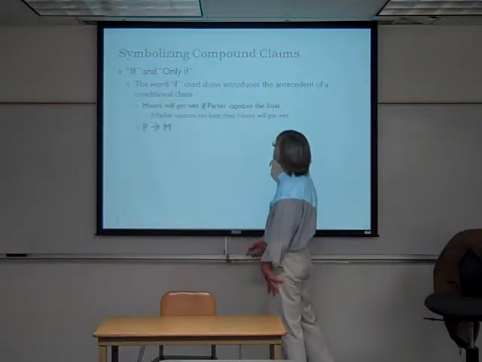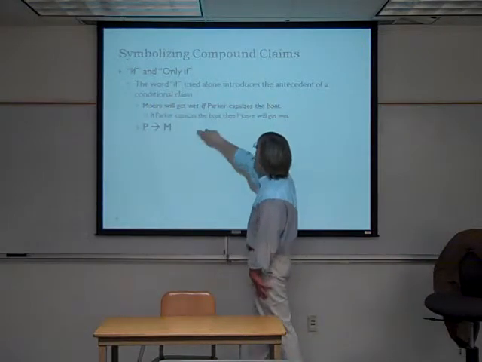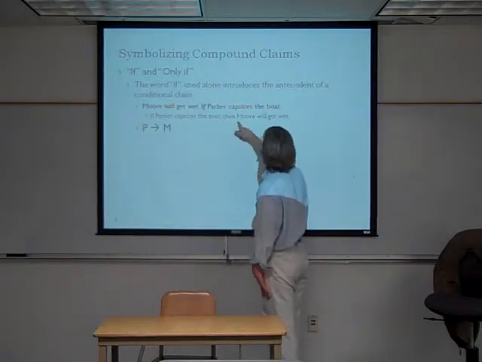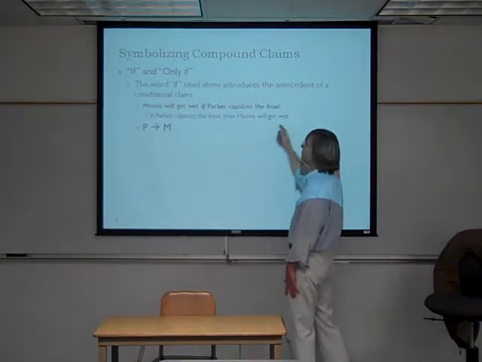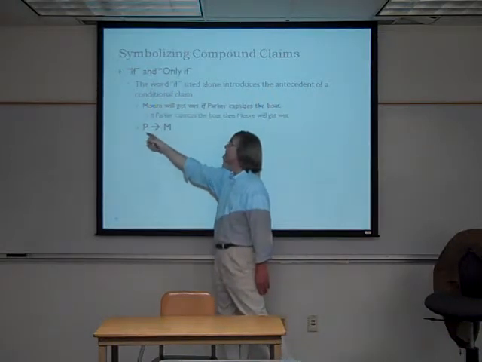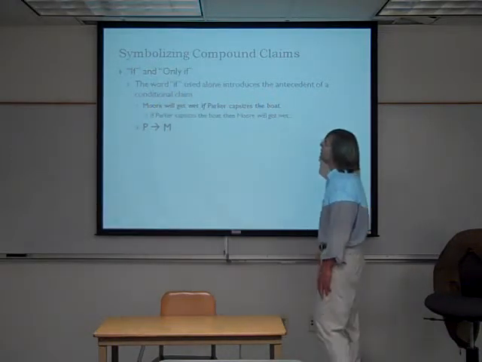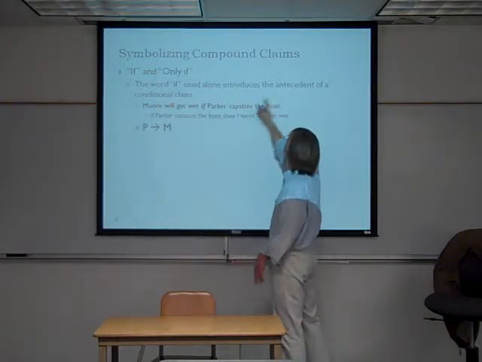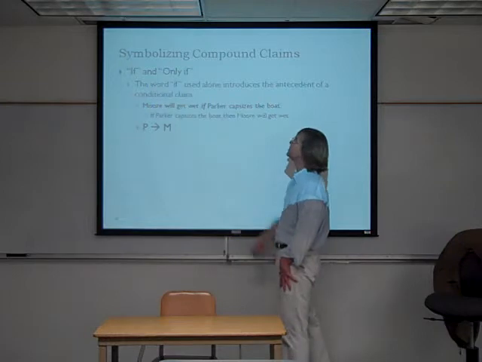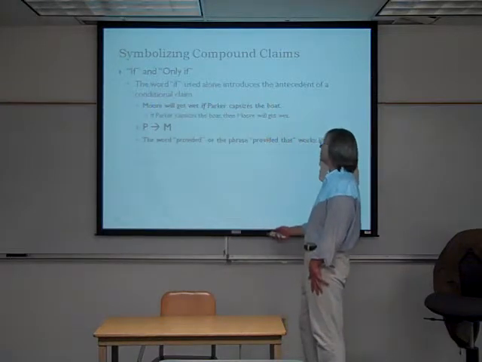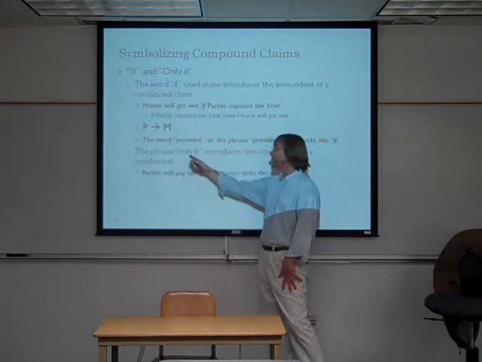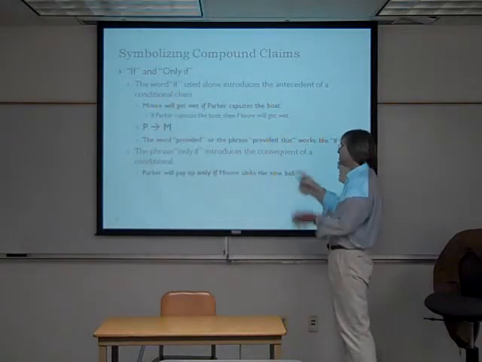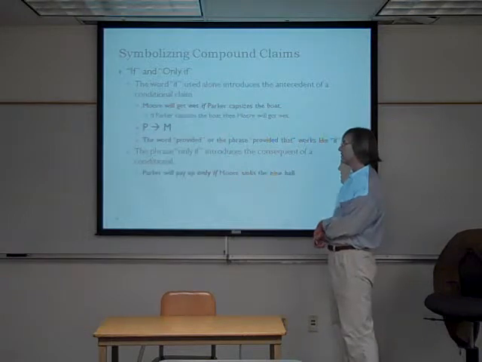So when we put this in conditional form, we're going to flip it around. And we're going to say if Parker capsizes the boat, then Moore will get wet. And we symbolize this with P arrow M. The idea here is that the term "if" used by itself is going to introduce the first part, or the antecedent of a conditional. When we get to the phrase "only if," it is going to introduce the consequent, or the second part of a conditional claim.